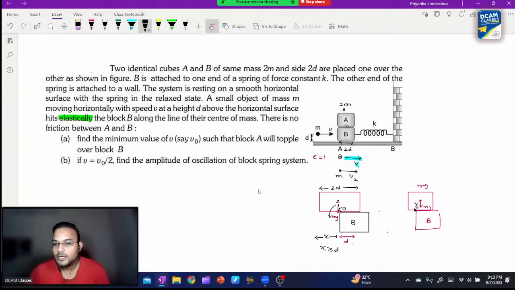Okay. So for now, when this block B moves a distance x which is greater than or equal to d, for that threshold case, you will take x equal to d. Then the block A will try to topple down. So between this position, when block B has got the velocity v1, and this position where x is equal to d, you can apply the conservation of energy. Using these two concepts, you can try to find out the velocity v. Understood?